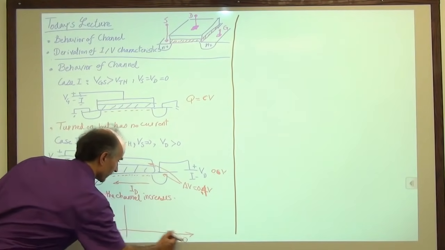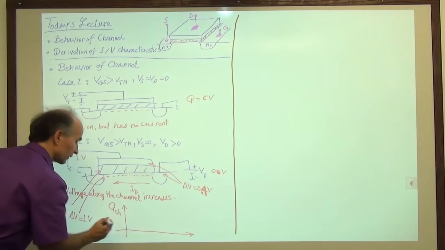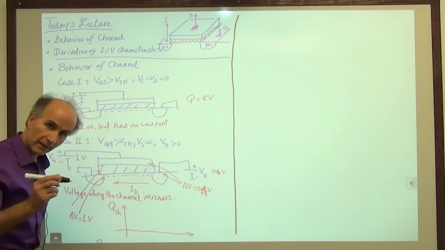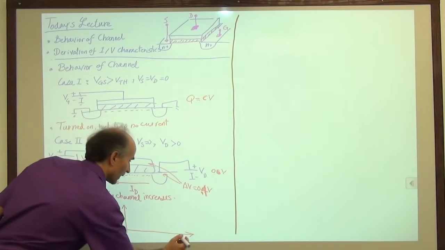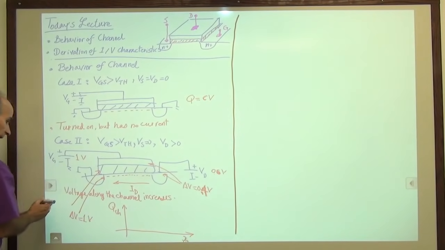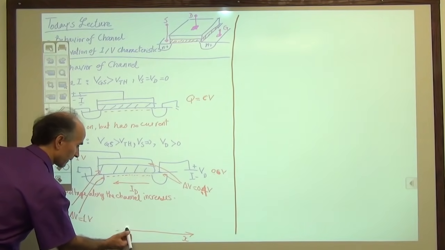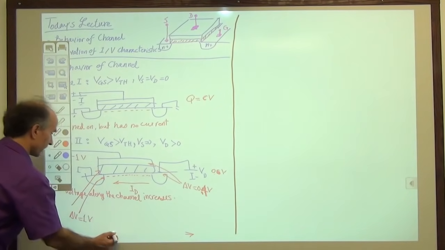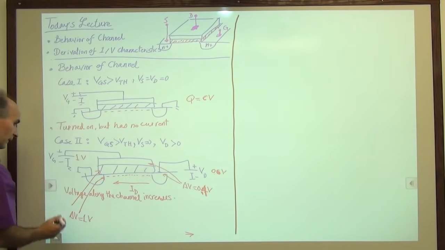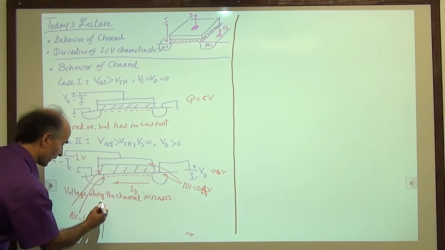Again, just qualitatively, we say Q of channel, the electron density inside the channel, as a function of X. Okay? In fact, let me try to align this with the device itself to make it nice and clear. So I start X right here at the beginning of the channel.